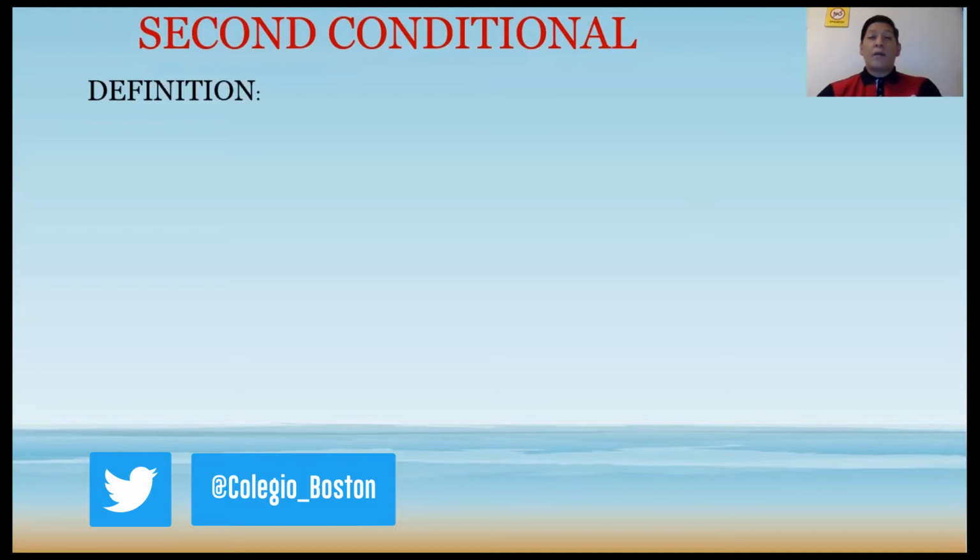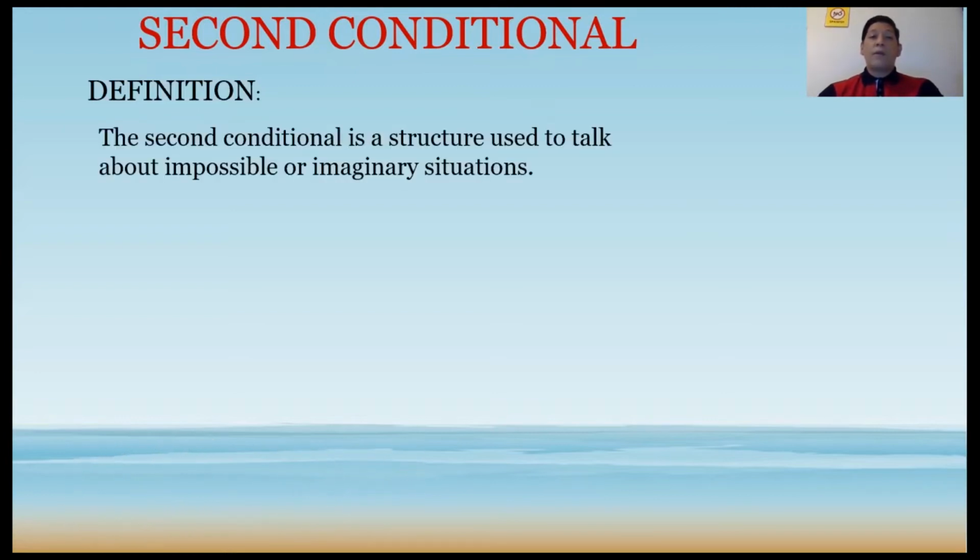What is the second conditional? Now, to talk about this, we need to say, the second conditional is a structure used to talk about impossible or imaginary situations. So let's think about this. Impossible or imaginary situations are situations in which at this moment, in the current time, it is not possible to have that. For example, let's say that in these moments, it is not possible to go to the beach, to go to the park, to go to the plazas, because we have the COVID-19 contingency.